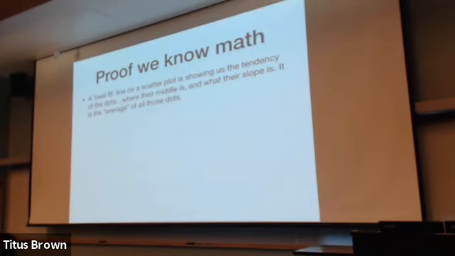So a best fit line in a scatter plot shows us the tendency of the dots. So that's where their middle is, and it's the average of all of those dots. Yes?